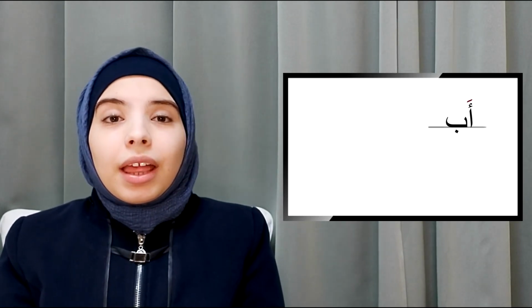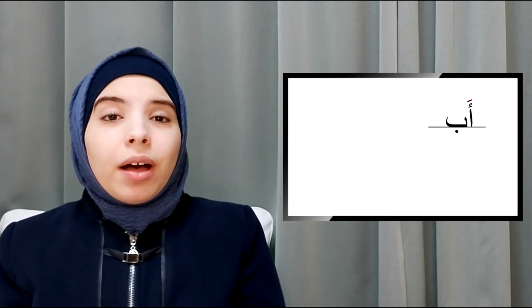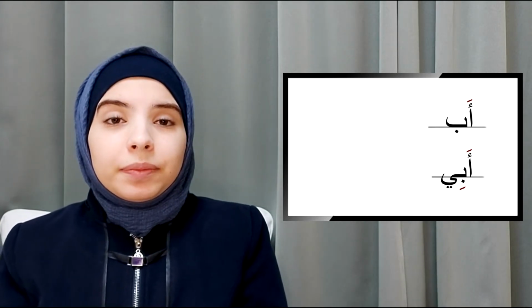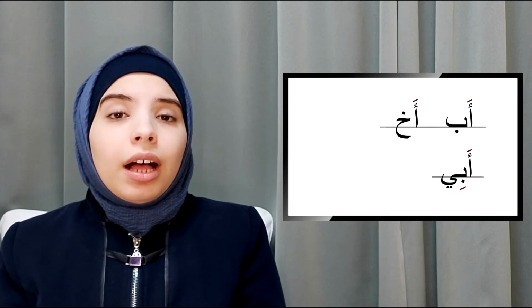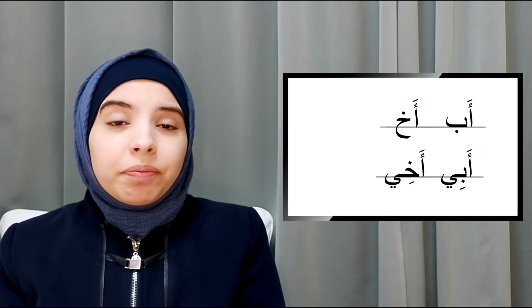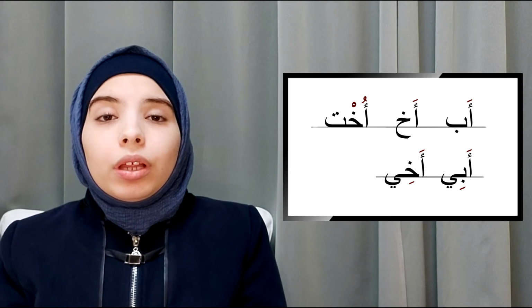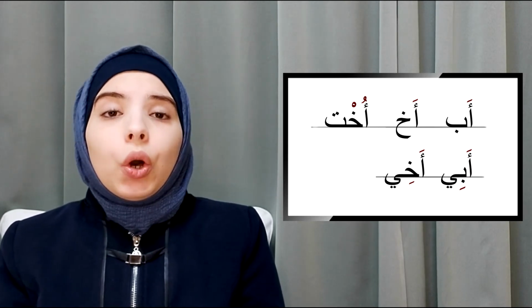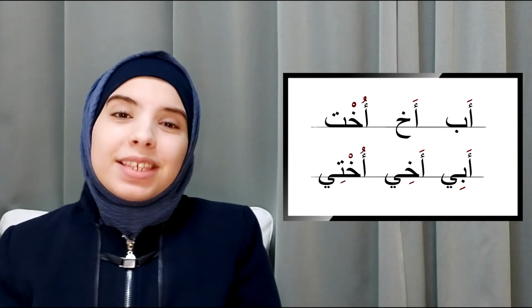Ab. Ab means father. So my father is Abi. Akh. Akh means brother, and Akhi, my brother. Ukht means sister, so Ukhti, my sister.